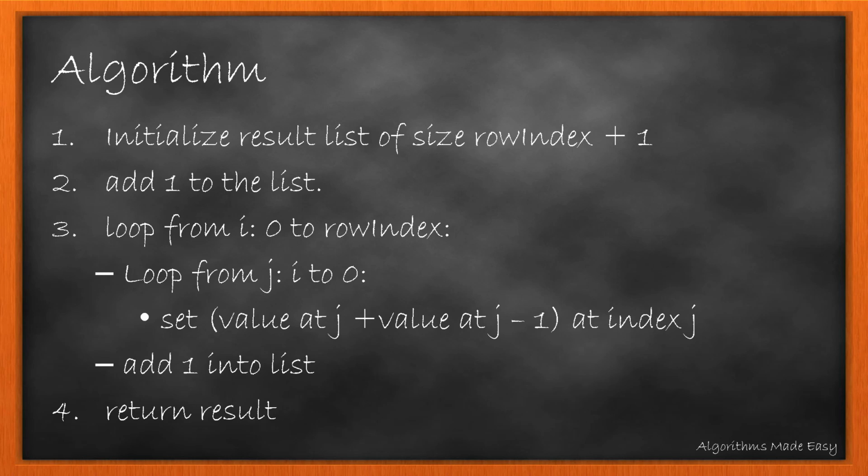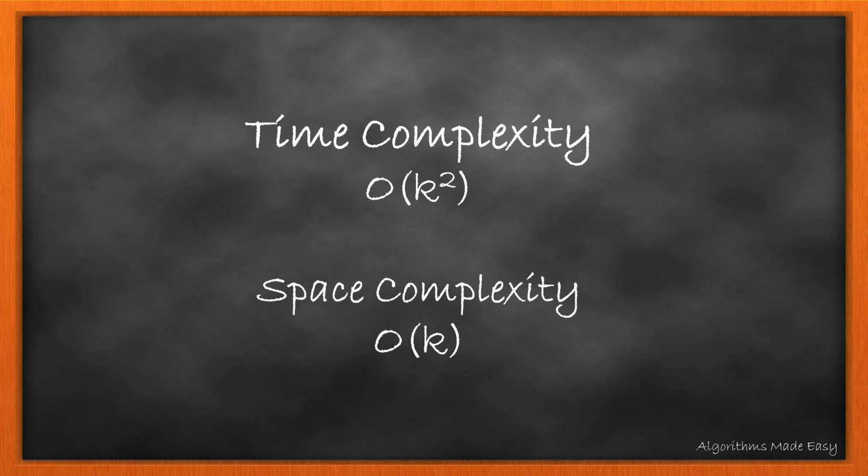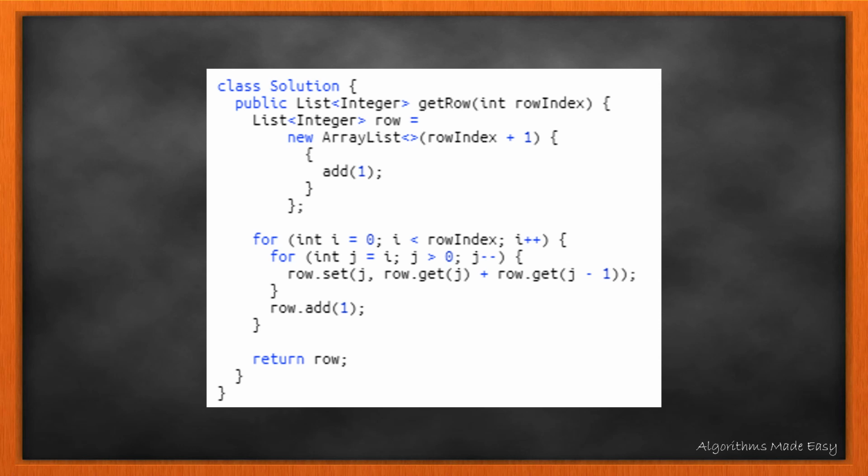Now we loop from 0 to row index. In the inner loop, we loop from i to 0. We set the value at the jth index. After the inner loop, we add 1 at the end. The time complexity is the same as the previous, but the space complexity is O of k. Here is the actual code snippet.